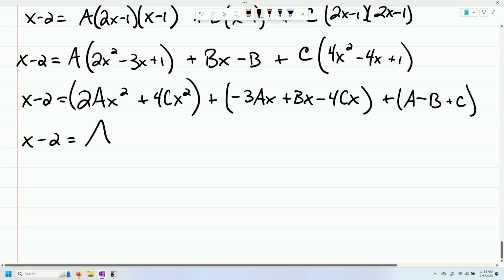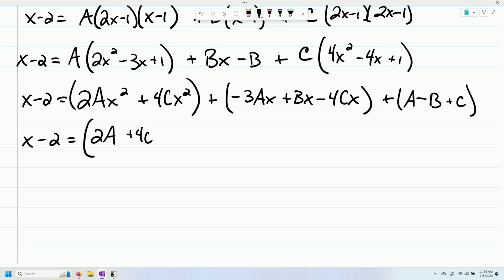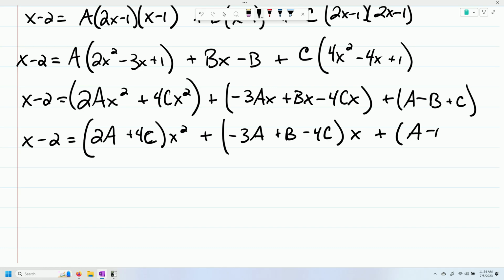So I get 2a plus 4c x squared plus negative 3a plus b minus 4c x. And then we get a minus b plus c on the far right side.